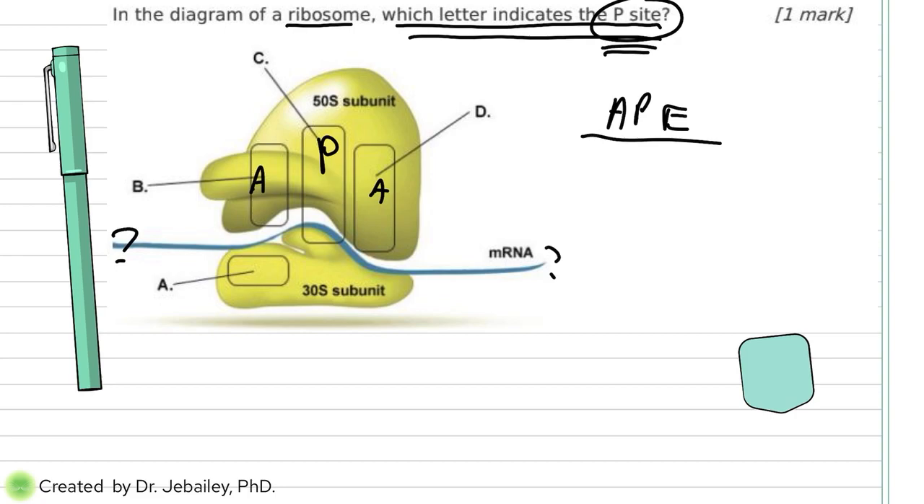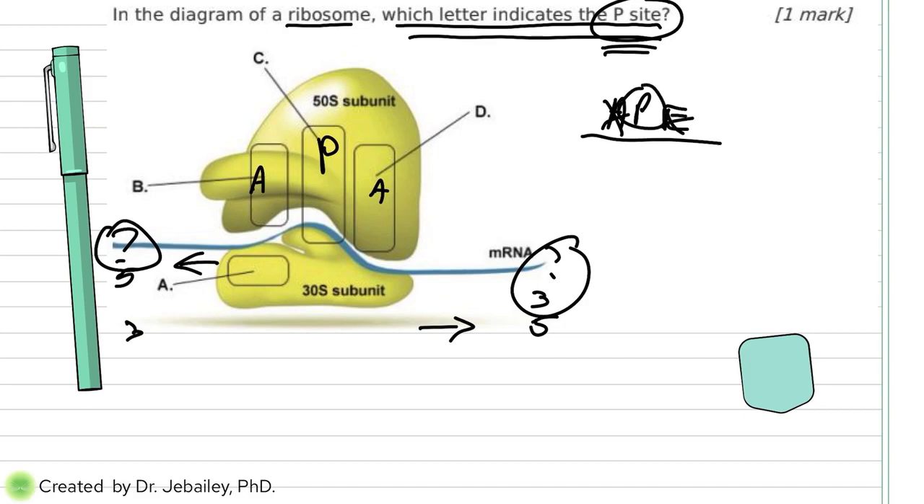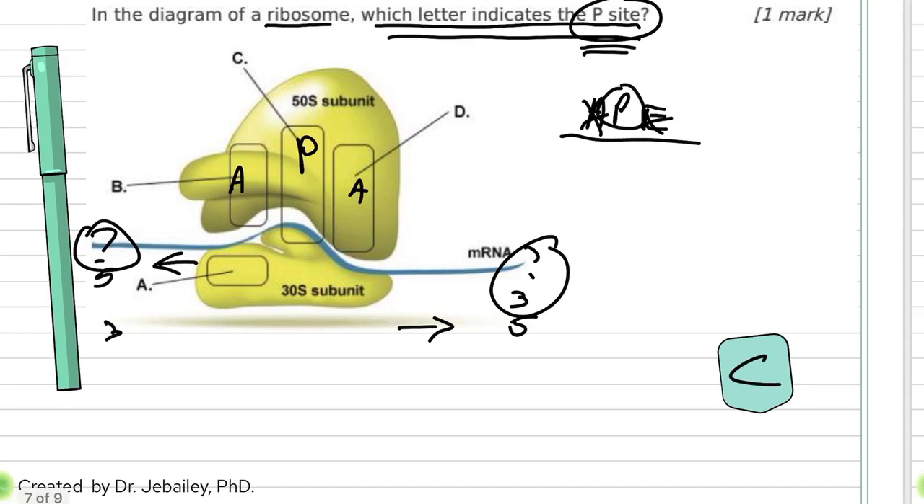Remember that we're reading from 5 to 3. So if this was a 5 and this a 3, then the mRNA would have been moving this way. But if this was a 5 and this is 3, then the mRNA would have moved that way. So we're looking for the numbers next time. They might put the numbers. If they don't, then they definitely are not going to ask about the A or E. They're going to ask about the P. So the answer is C.